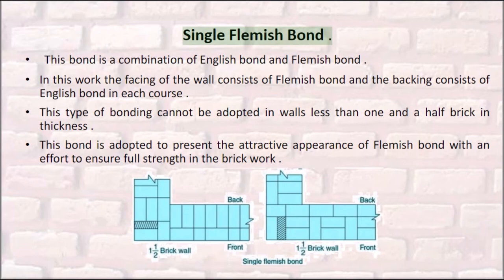Single Flemish bond. This bond is a combination of English bond and Flemish bond. In this work, the facing of the wall consists of Flemish bond and the backing consists of English bond in each course. This type of bonding cannot be adopted in walls less than 1.5 brick in thickness. This bond is adopted to present the attractive appearance of Flemish bond with an effort to ensure full strength in the brickwork.